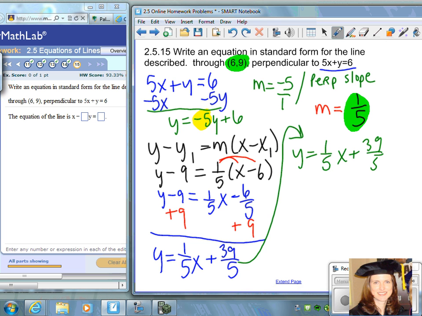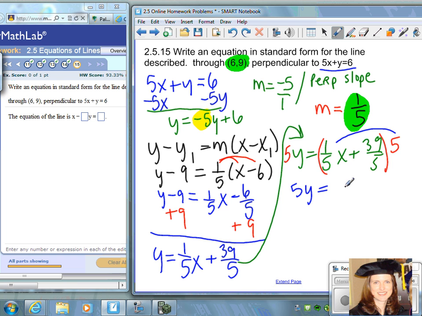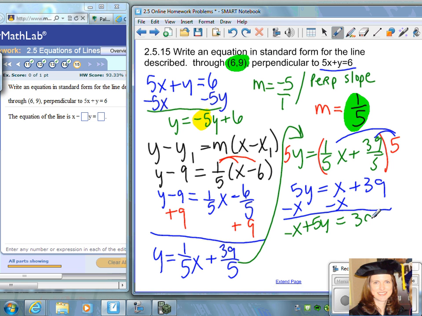To write the equation in standard form, we can't have any fractions. So I'm going to multiply both sides of this equation by 5, the left side by 5 and the entire right side by 5. When you do that, you get 5y equals 5 times 1/5 x, which is x, plus 5 times 39 over 5, which is 39. We're going to subtract x from both sides so that we get negative x plus 5y equals 39.